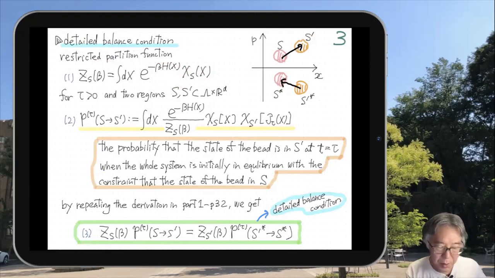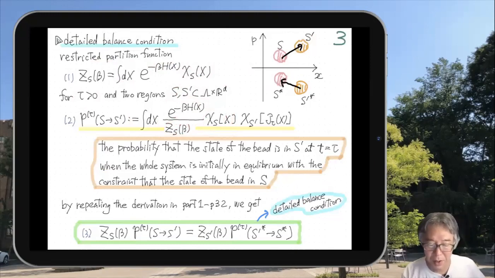And now we consider the following transition probability. Tau is a positive time, and we consider two arbitrary regions, S and S prime, in the phase space of the bead. Then this probability is defined like this. So what is this? Well, here we have the canonical distribution of the whole phase space point at inverse temperature beta, but actually the normalization was a bit different. I'm sorry. So, but with this restricted partition function, this one describes the restricted canonical distribution.